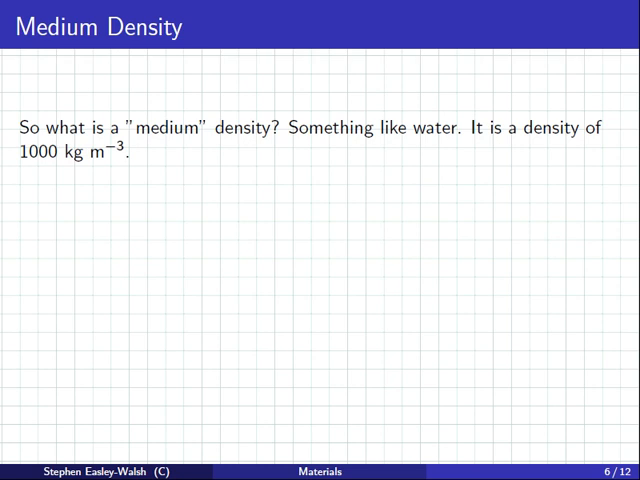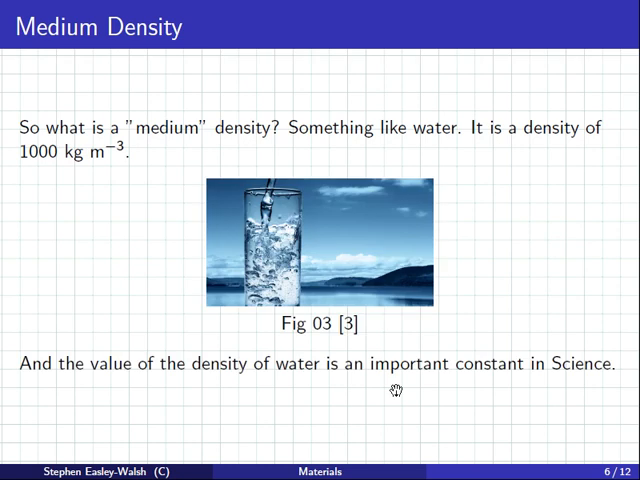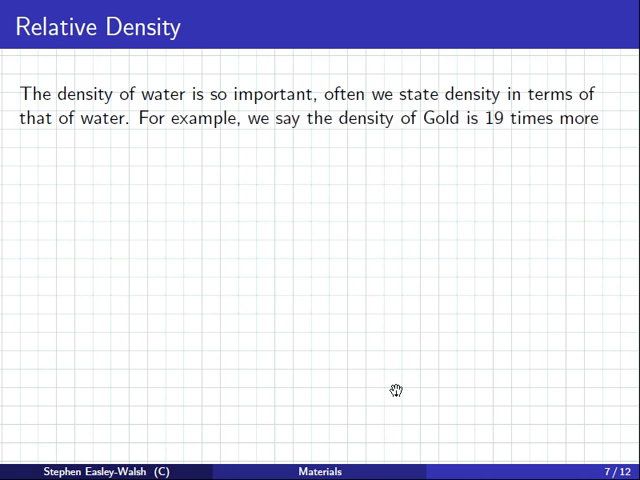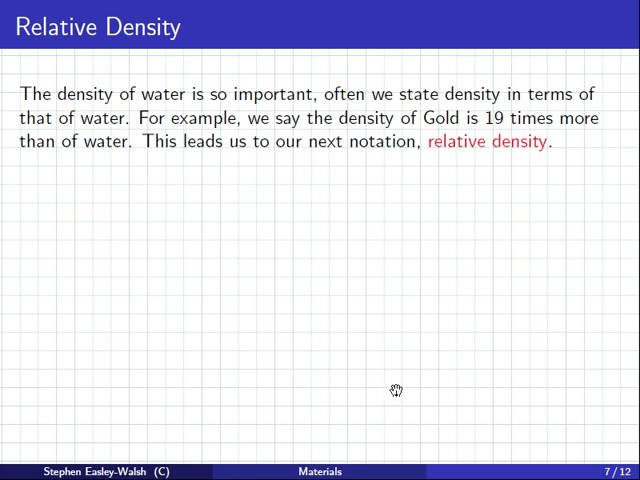Now it changes, of course, if it's salt water or fresh water. The density of water is actually an important value in science. It's so important that we use it as a definition. We have something called relative density. For example, gold was 19,000 kilograms per meter cubed, which makes it 19 times denser than water. So it's good to compare density with water. It gives us something called relative density.